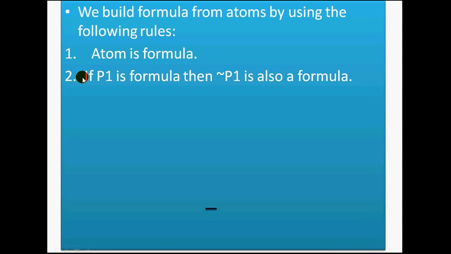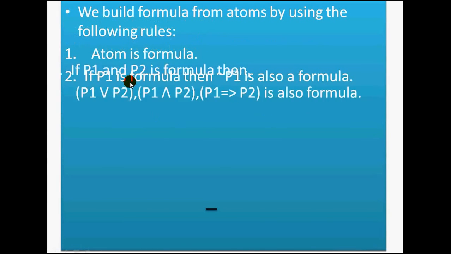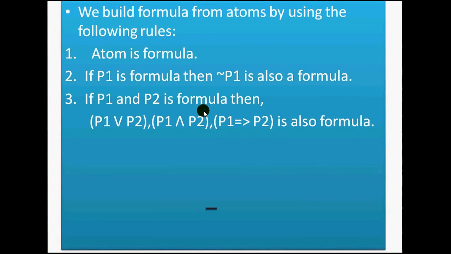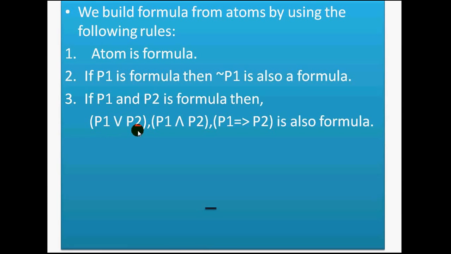The third rule says if P1 and P2 are both formulas, then P1 or P2 is also a formula, P1 and P2 is also a formula, and P1 implies P2 is also a formula.